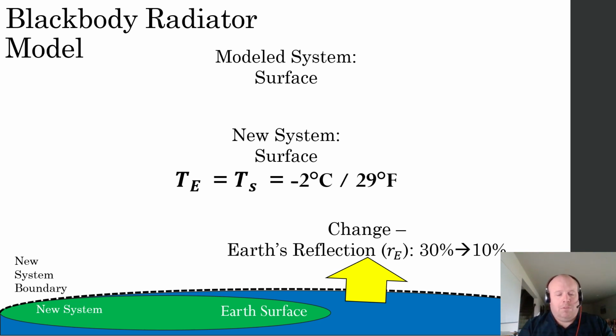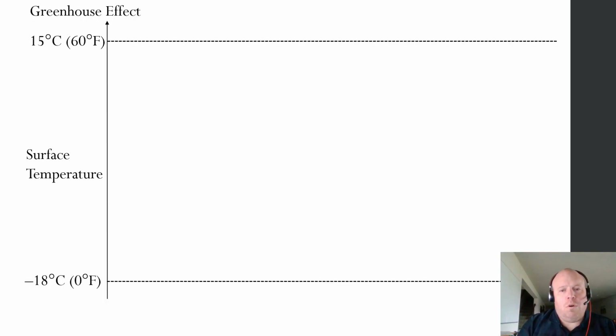That claim is from the IPCC, Encyclopedia Britannica, Wikipedia, university textbooks. It's everywhere. And so if we were to take all those different claims and put them on a graph, you see negative 18 degrees Celsius. That's that poorly calculated temperature for the surface, and 15 degrees Celsius, which is the measured surface temperature.